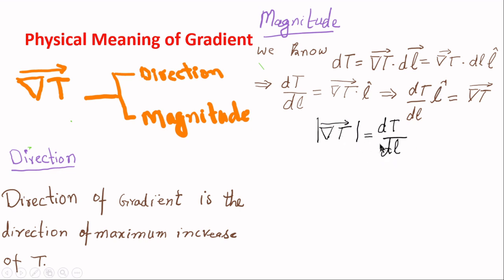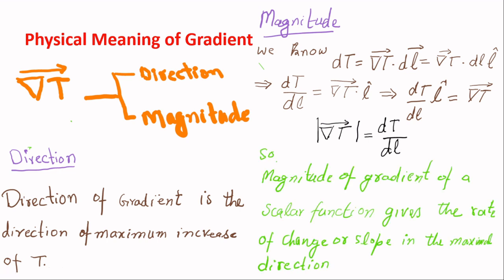So the magnitude of del t tells us the rate of change of t with respect to l, the infinitesimal displacement. So the magnitude of the gradient of some scalar function gives the rate of change or slope in the maximal direction. What is the maximal direction? The maximal direction is that direction in which the change of t is maximum. So in this direction, the magnitude of gradient tells us the rate of change. We can explain this in this way.